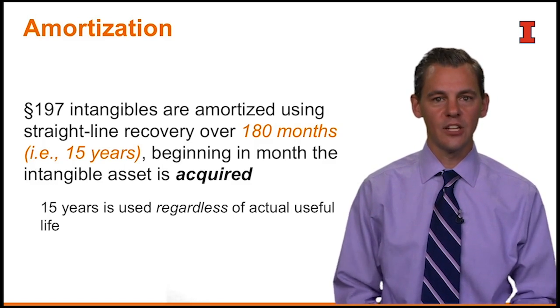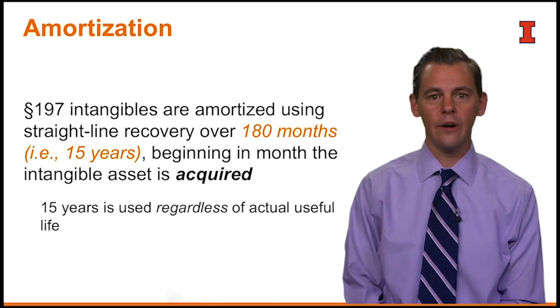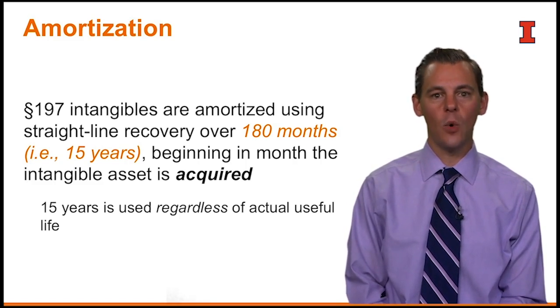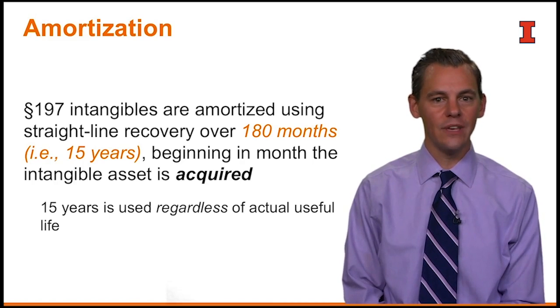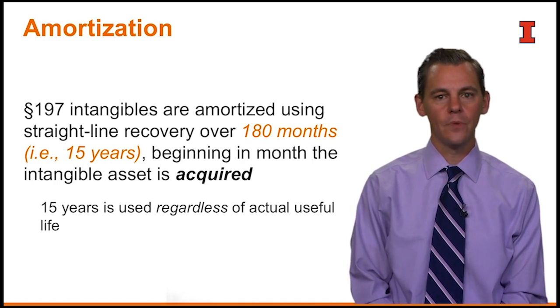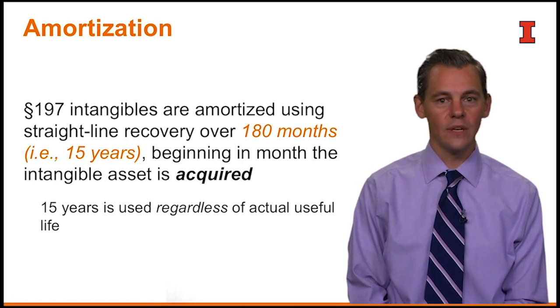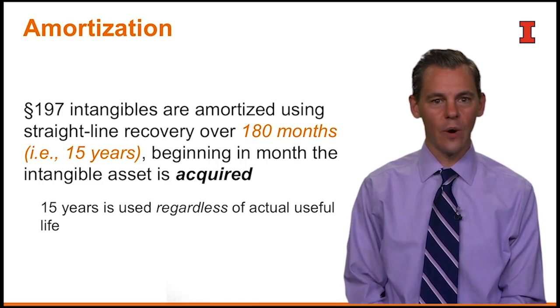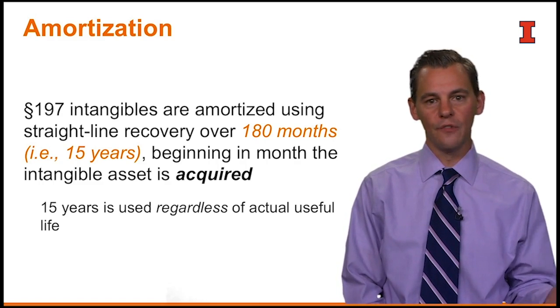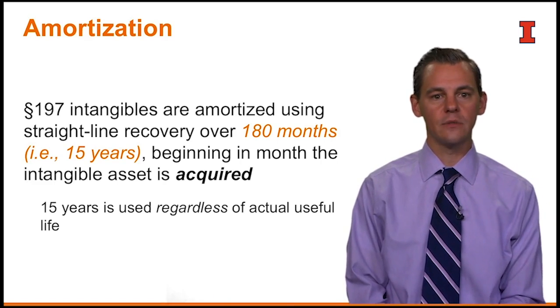The nice thing about intangible assets is that they're amortized using straight-line recovery over 180 months or 15 years, beginning in the month the intangible asset is acquired. And we use 15 years regardless of the actual economic useful life of the intangible. So because this rule is rather rigid, it makes the calculation quite easy. Here we actually ignore whether we think the trademark of a certain acquired company is good for 10 years, or if it's good for 20 years or 50 years. We just amortize it over 15 years.